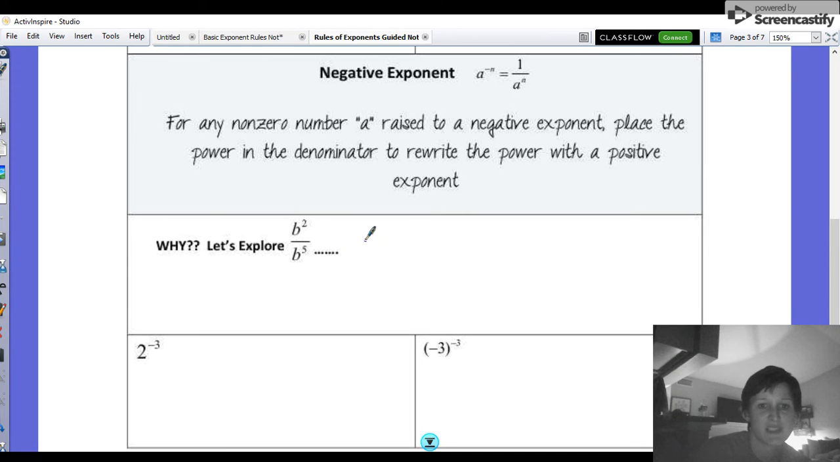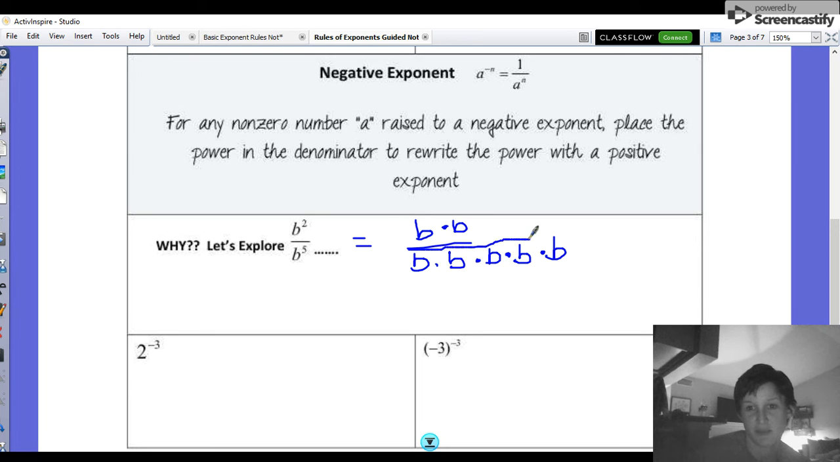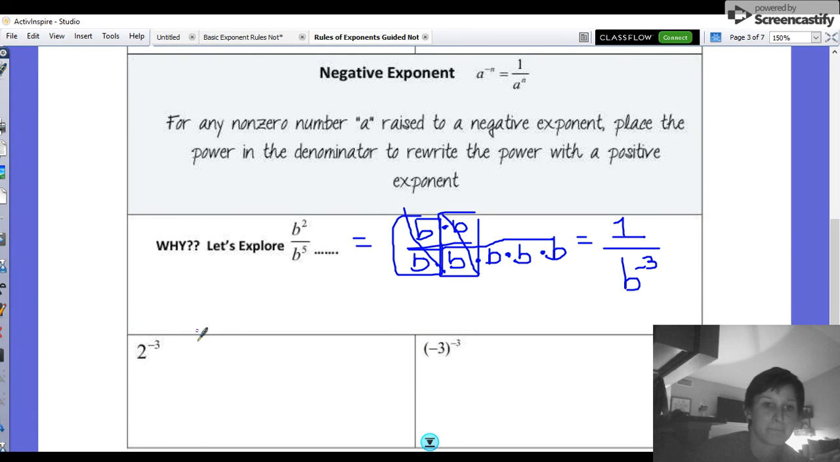So this is trying to just explain to you by writing it out. B squared, of course, means b times b. And b to the 5th means b times b times b times b times b. Aren't you so thankful for exponents? Because that would be exhausting writing that out. And these cancel because that becomes 1. Any number or any variable divided by itself is 1. And this becomes 1. So what's left here is 3 b's in the denominator. Like that.